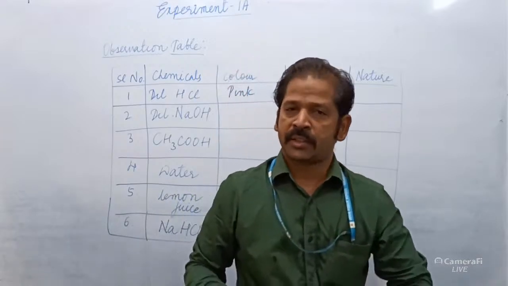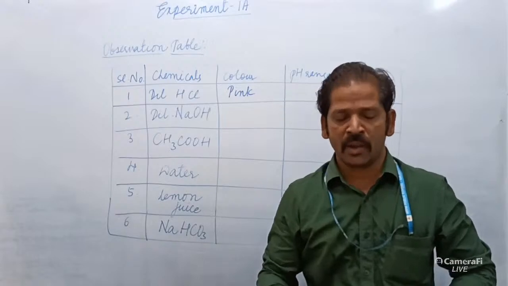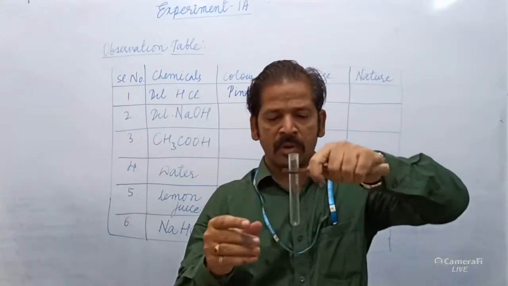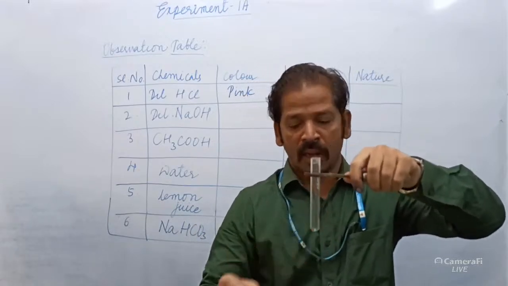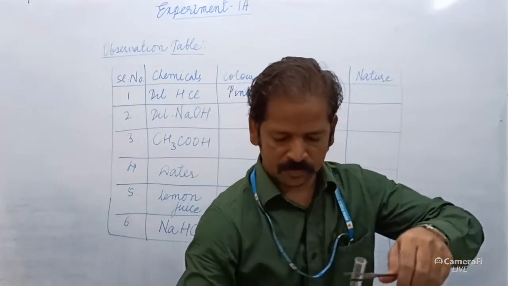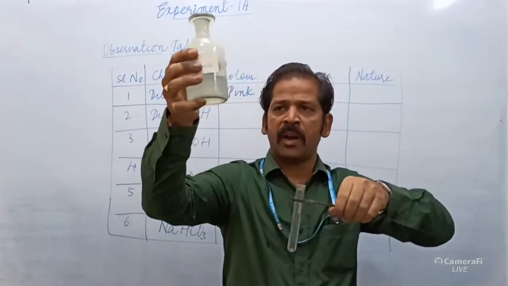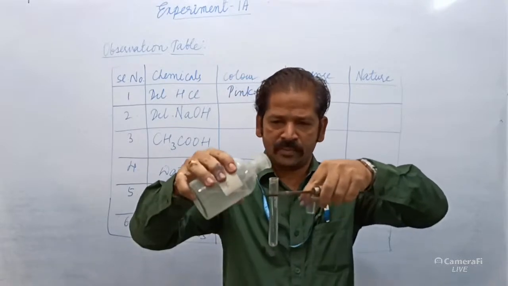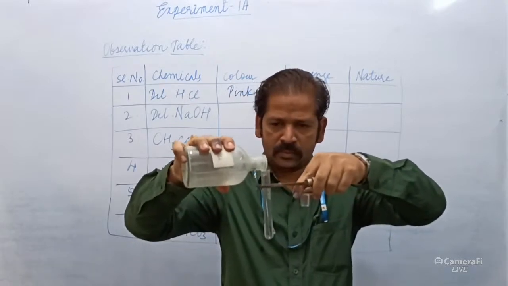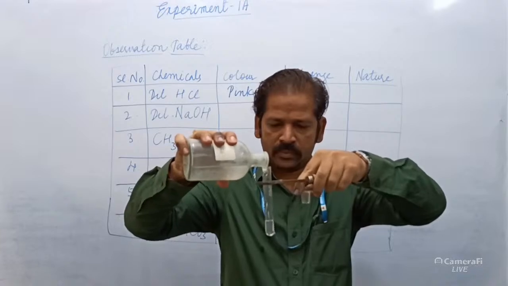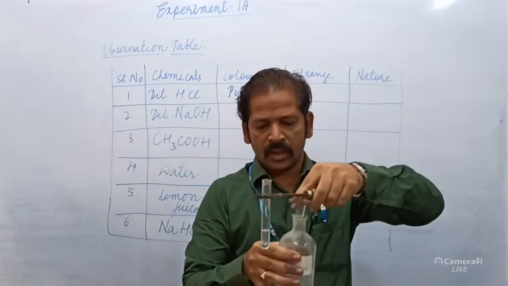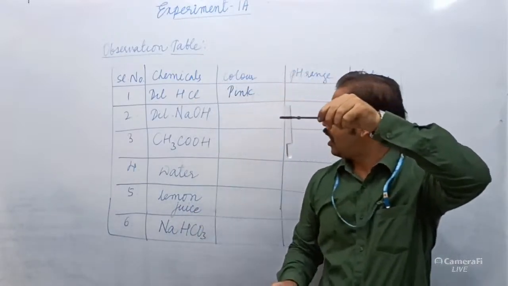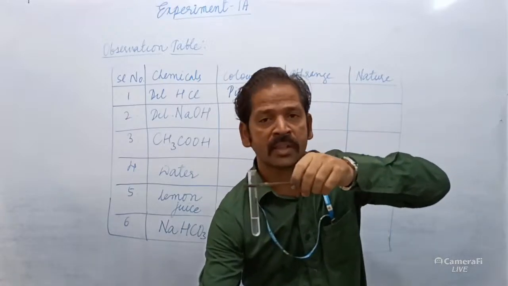Next we'll go for the second chemical, that is dilute NaOH. Okay, we'll take the second test tube, dilute NaOH. Yes, here is the sodium hydroxide solution. I'll add the sodium hydroxide solution, and to this sodium hydroxide solution I am going to add the universal indicator.